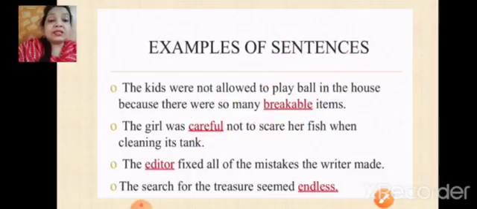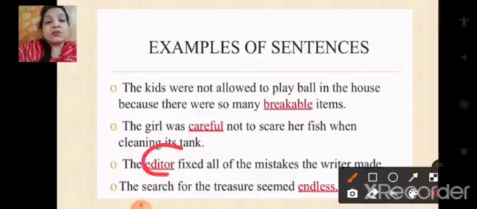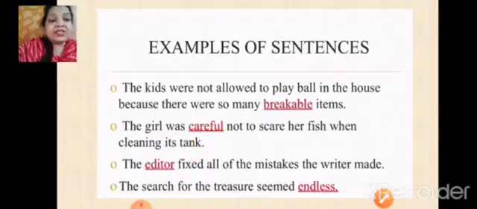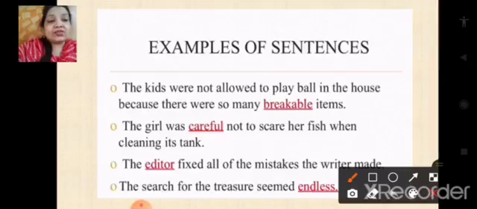Now the third one is, the editor fixed all of the mistakes the writer made. So we are using editor over here. This is again the example which we did in the previous slide. Next one is, the search for the treasure seemed endless. Endless. So these are the words which we are using as suffixes, something that we add at the end of the word.